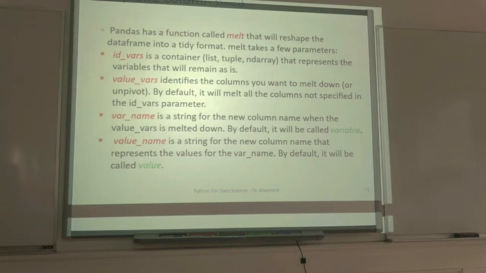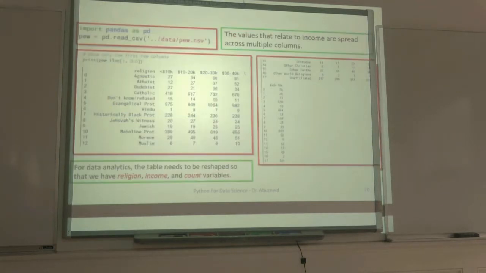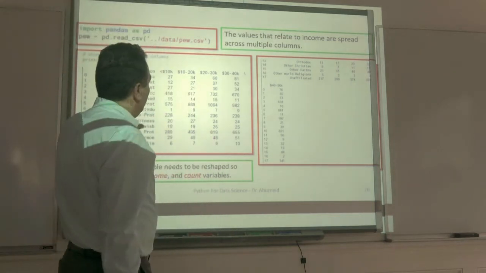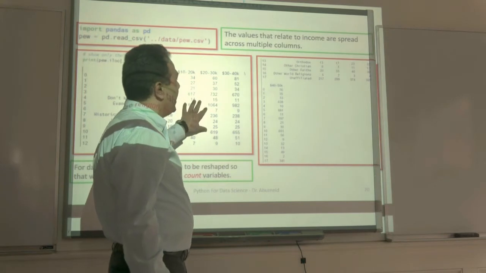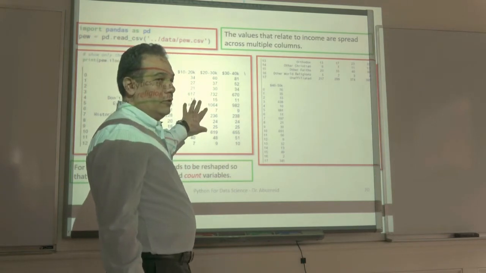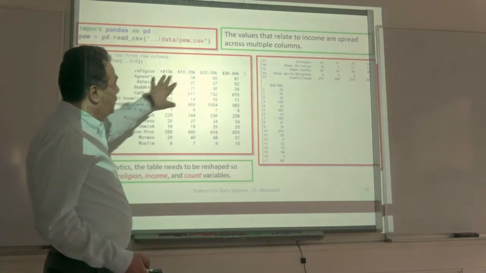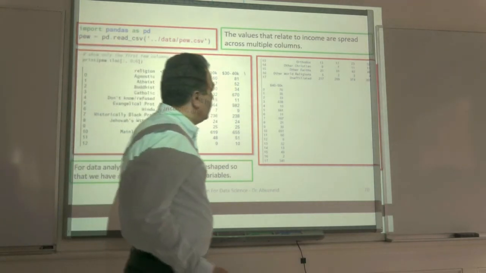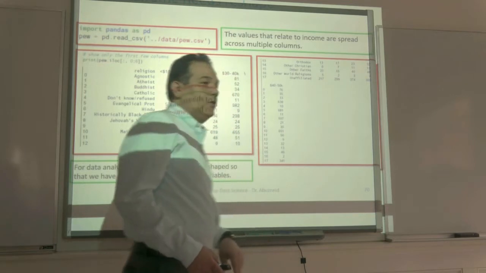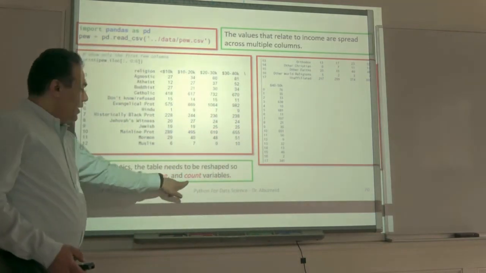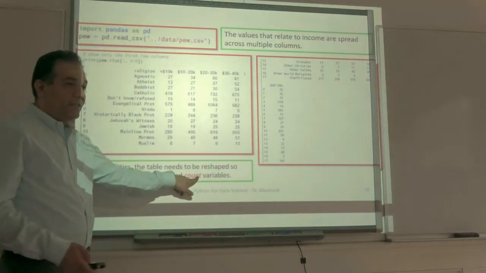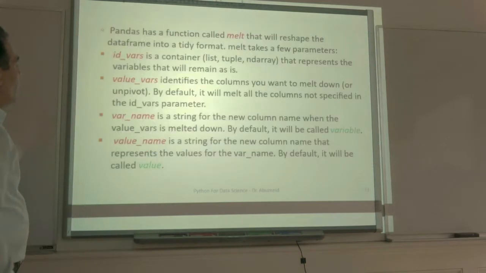Alright. So basically, let's take a look at this problem. In here, we have a table that has the religion, the range of salaries, and the count. So this is going to stay. This is going to melt them and replace all the five columns with two columns: the income and the count, the variable and the value. We call them the variable and the value.